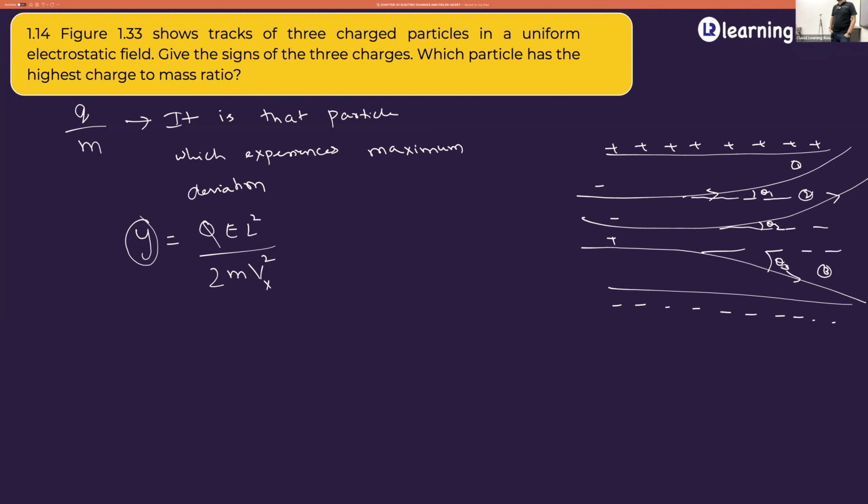3 is right. You can see that 3 is bending the most, right? It has the greatest charge by mass ratio. See, actually, you need not know this, right? Because we solved the problem yesterday, I just connected this. What we can say is, the particle which experiences maximum deviation with respect to its initial path will have greatest charge by mass ratio. I hope it's clear, no?